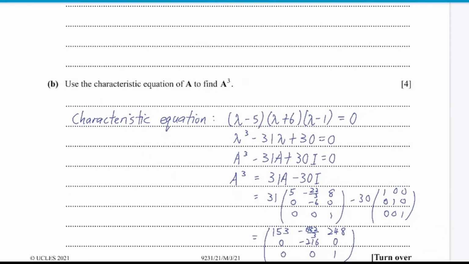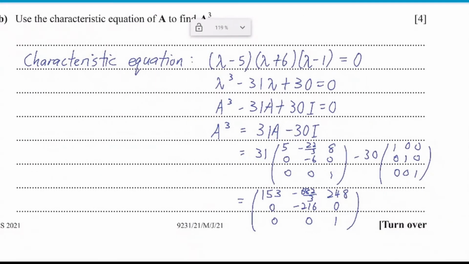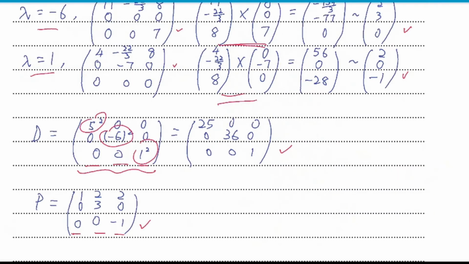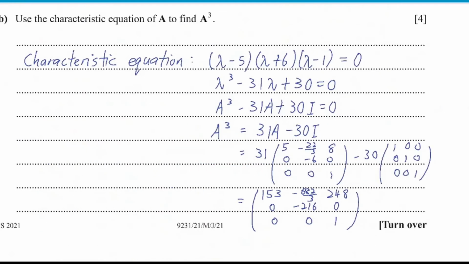In part B here, use the characteristic equation of A to find A cubed. So before this, we didn't do the characteristic equation, which is lambda I minus A. We find the determinant of it and equate that to 0, or the other way around. But we didn't really do that, so we have to form it from the eigenvalues that we have actually written down.